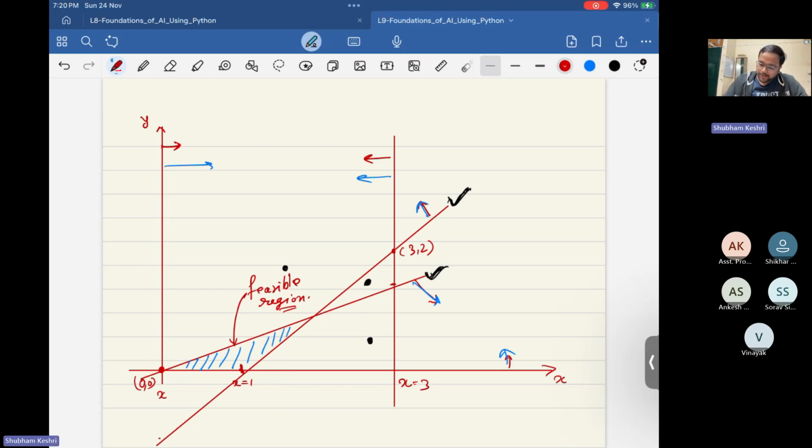Now you can just obtain this point. Why? Because you see these two lines are intersecting. If you solve them simultaneously, you will be able to obtain this point. Whatever that point is, you can just obtain it.